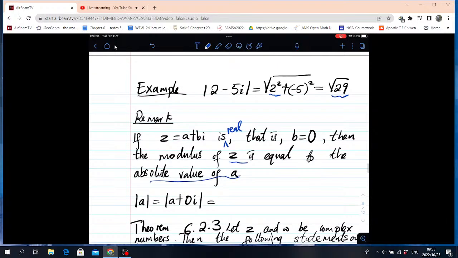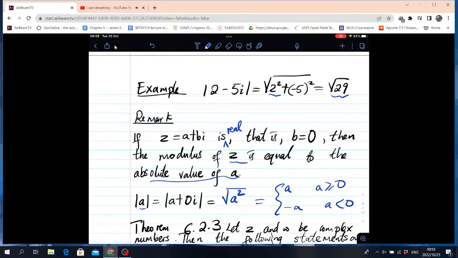If you've got a real number a, then it's going to be a plus 0i. Using the definition we have on top, it's going to be the square root of a squared. That becomes a if a is greater than 0, and minus a if a is less than 0, which is just the definition of the absolute value of a real number. So that's what we are saying there.